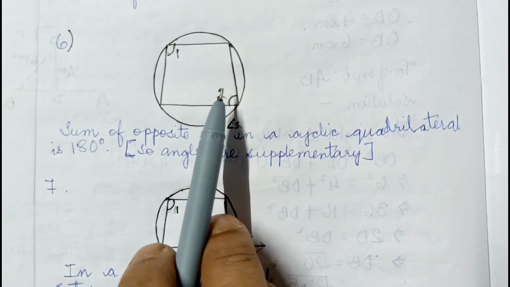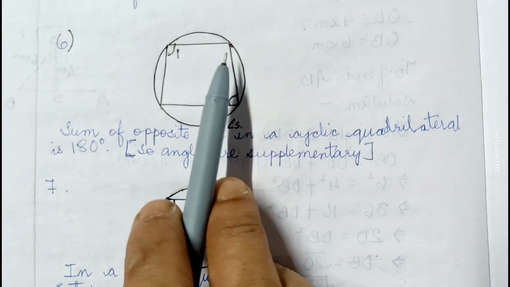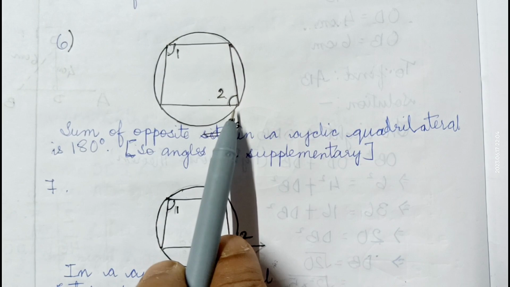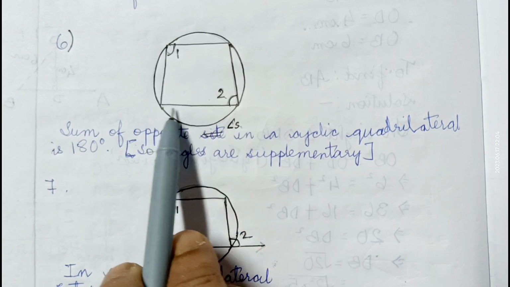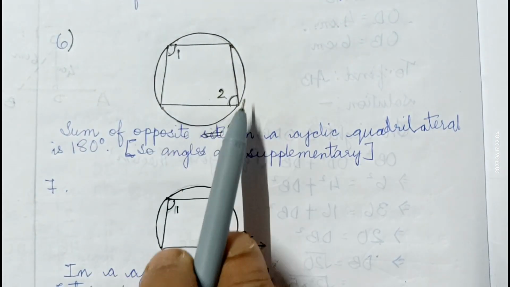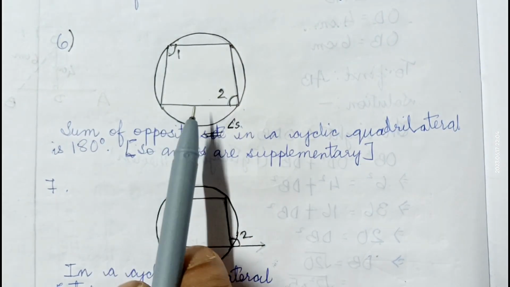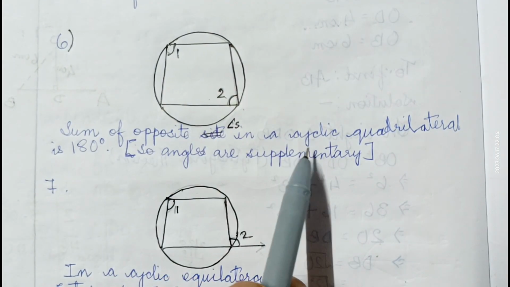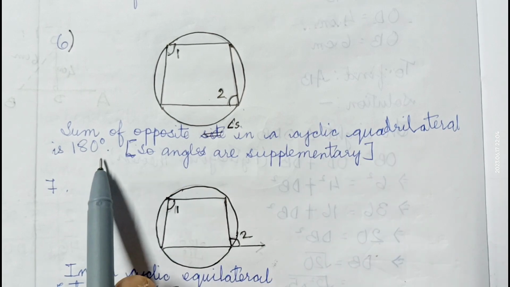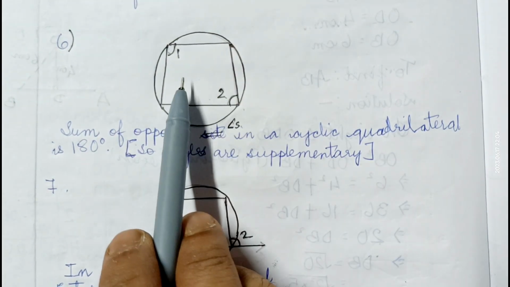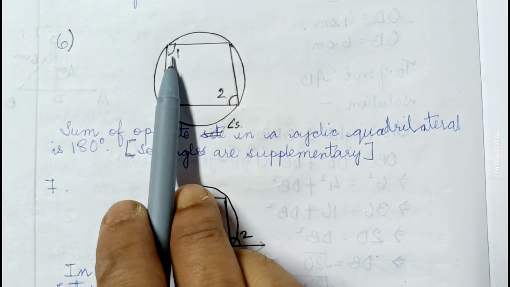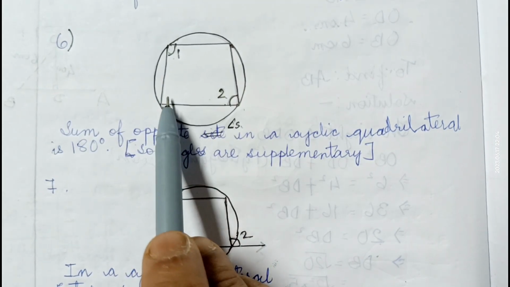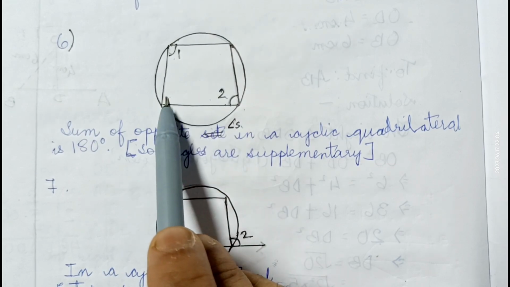The next property is based on the cyclic quadrilateral. A quadrilateral is called cyclic if all of its four vertices lie on the circle. Here all the vertices lie on the circle, so this type of quadrilateral is called a cyclic quadrilateral. The sum of opposite angles in a cyclic quadrilateral is always 180 degrees. Since it is a cyclic quadrilateral, the sum of angles 1 and 2 will be 180 degrees. Similarly, the sum of these two angles also will be 180 degrees.